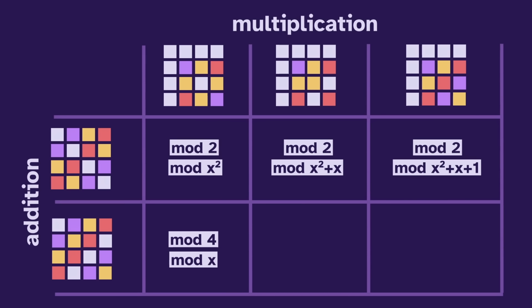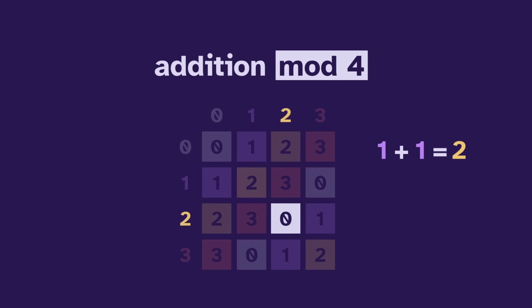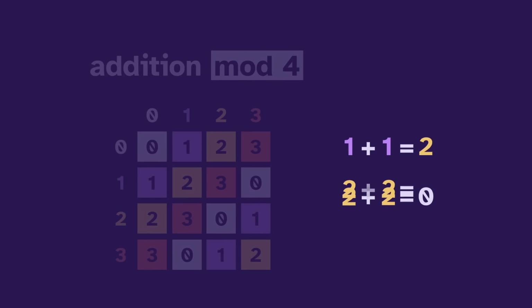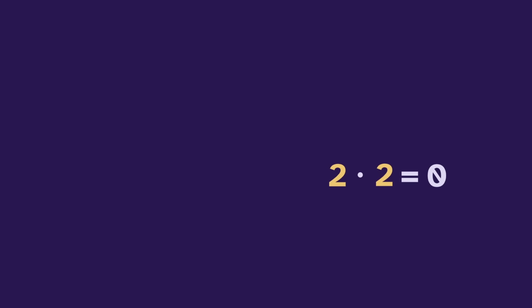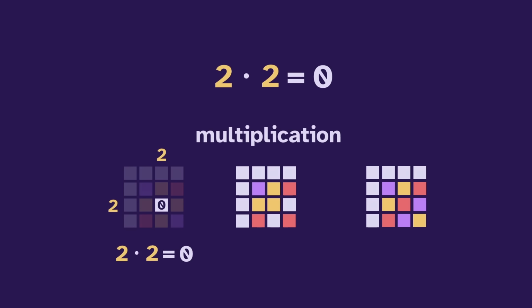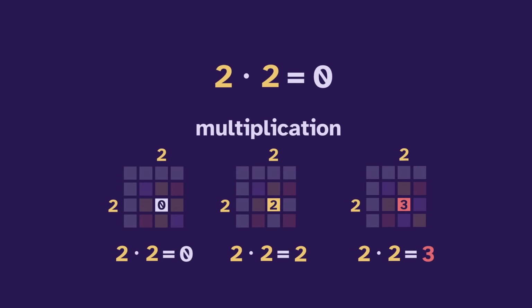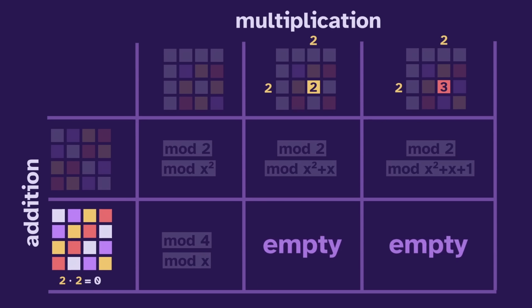But wait, there are 2 empty spots. What rings go there? Well, this addition table is mod 4. 1 plus 1 is 2, and 2 plus 2 is 0. This means that 2 times 2 is 2 times 1 plus 1, which distributes to 2 plus 2, which is 0. So 2 times 2 must be 0. Looking at the multiplication tables, this equation is true in the first one, but not in the others. They are not compatible with this addition table, so the spots will stay empty.